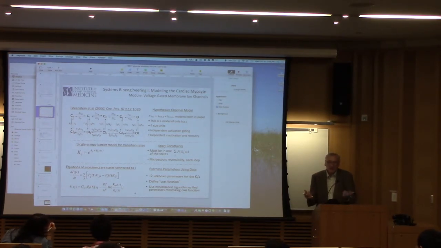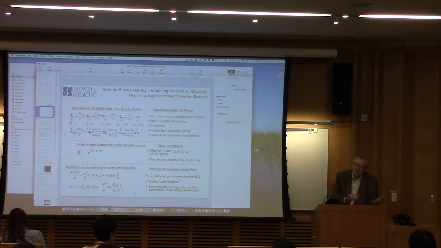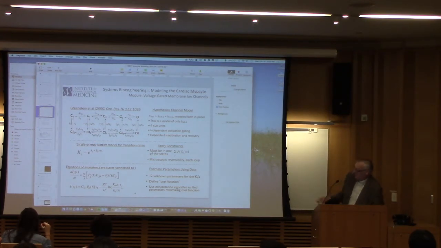So microscopic reversibility reduces the parameter space of the model and helps constrain it. It enables us to fit the behavior of the model to real experimental data by varying fewer parameters, because some of them are constrained by virtue of the principle of microscopic reversibility.